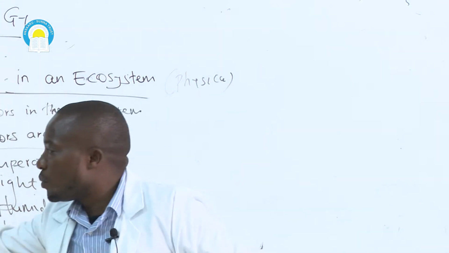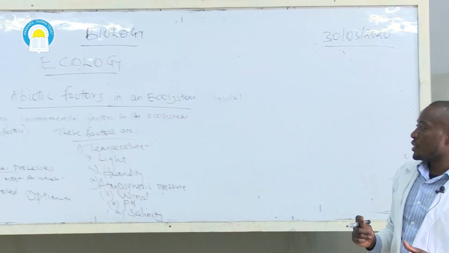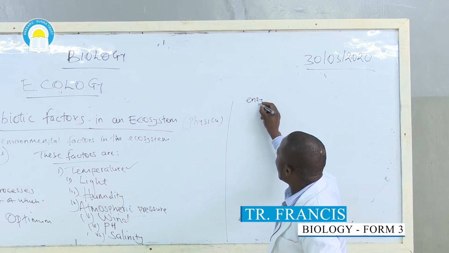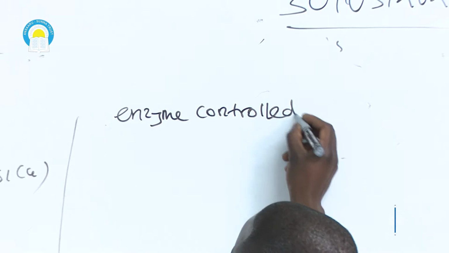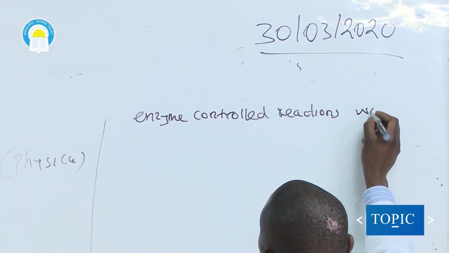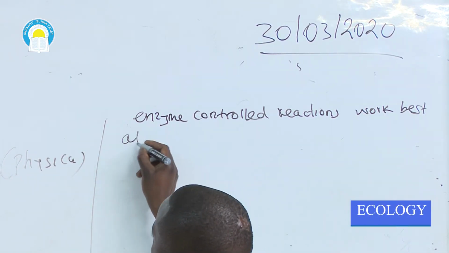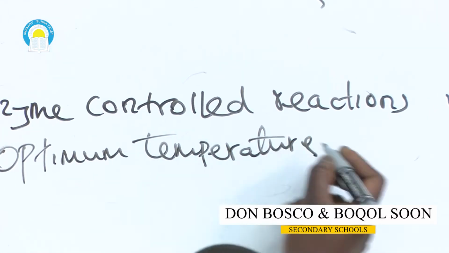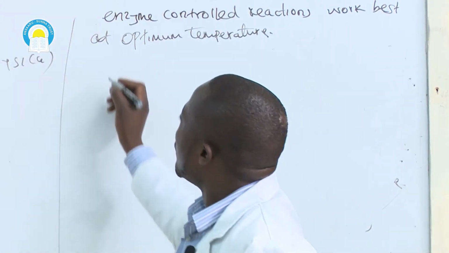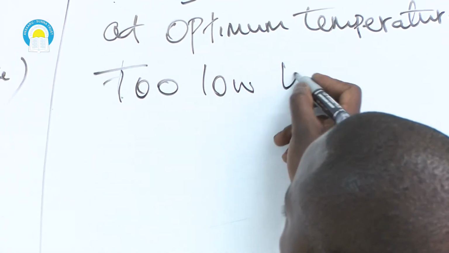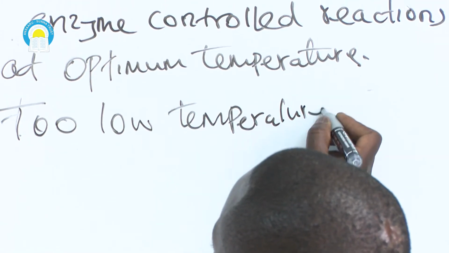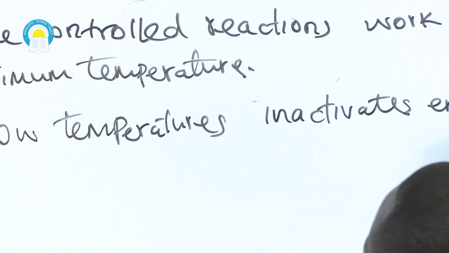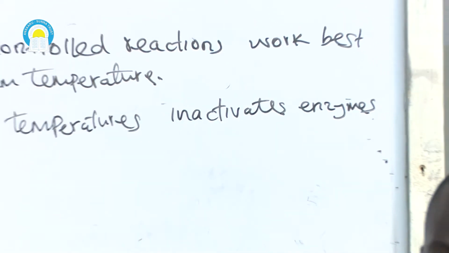I'm saying temperature affects biochemical processes in living organisms, and most of these are controlled by enzymes. Enzyme controlled reactions work best at optimum temperature, not too low, not too high. What about if it is low? Too low temperatures inactivate enzymes, which means it slows down the rate of biochemical reactions.